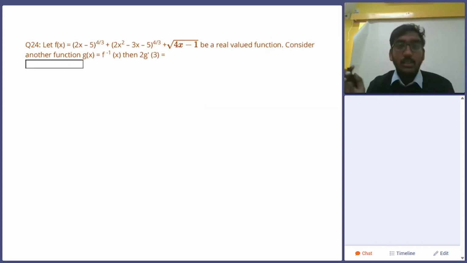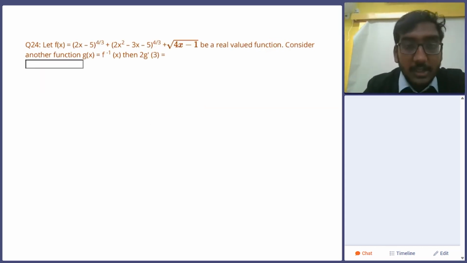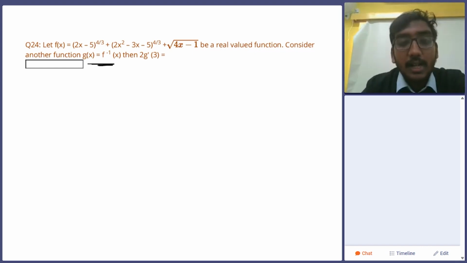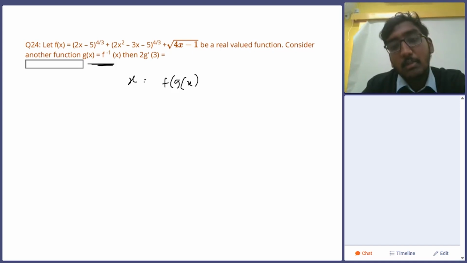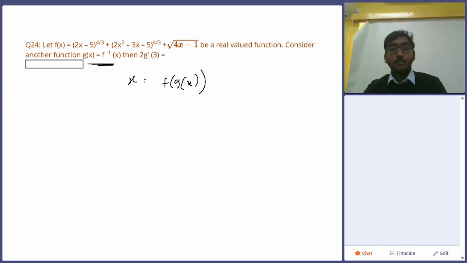Yes, this is the 24th question. From this condition we can very well say that we can write x as f of g of x, because one happens to be the inverse of the other, you can write it in this way, right?